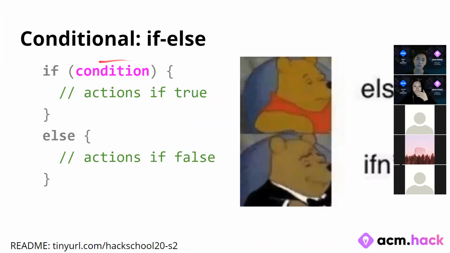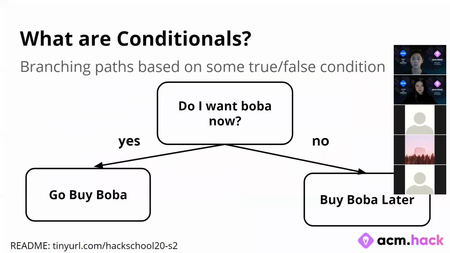The next thing is the if-else pattern. This looks pretty similar, except we've added a little extra section here. Again, the if statement works the same way, where it only does this code if the condition is true. But now we have the else block, and the else block is the code that runs if the condition was false. This is more in line with that example I showed in the diagram, where this is our condition: do I want boba? If it's true, we would do this, and if it's false, otherwise, we would do this.